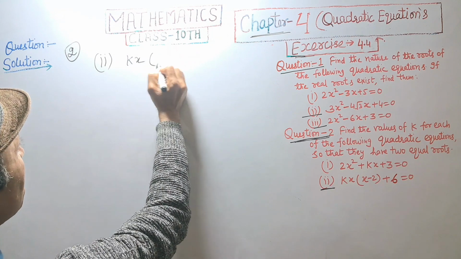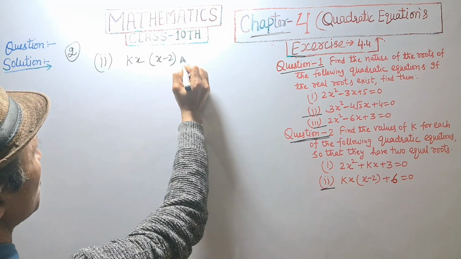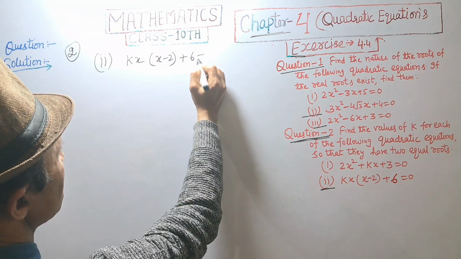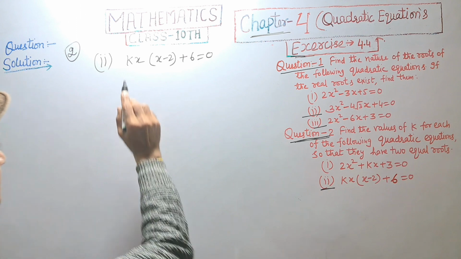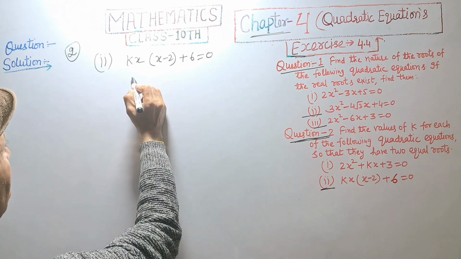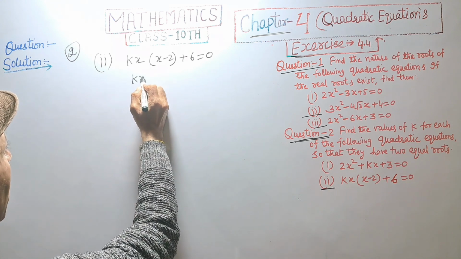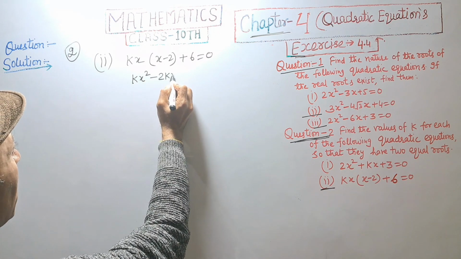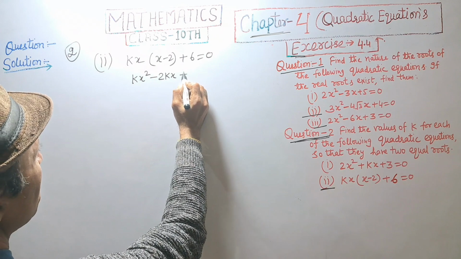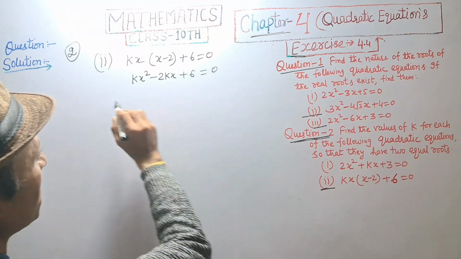kx(x minus 2) plus 6 equal to 0. kx multiplied by x, that is kx square, minus 2kx plus 6 is equal to 0.